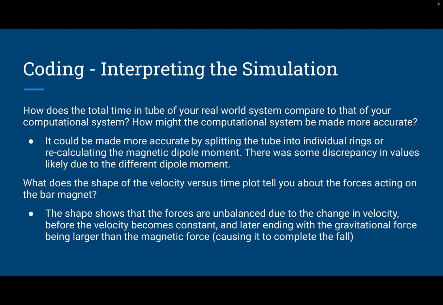What does the shape of the velocity versus time plot tell you about the forces acting on the bar magnet? So it shows that the forces are unbalanced because the velocity is not constant, and then they begin to balance as the velocity becomes constant, which shows that there was a slowing in the fall. And then when it completes the fall, the gravitational force is then larger than the magnetic force, ending in a non-constant area of the graph.